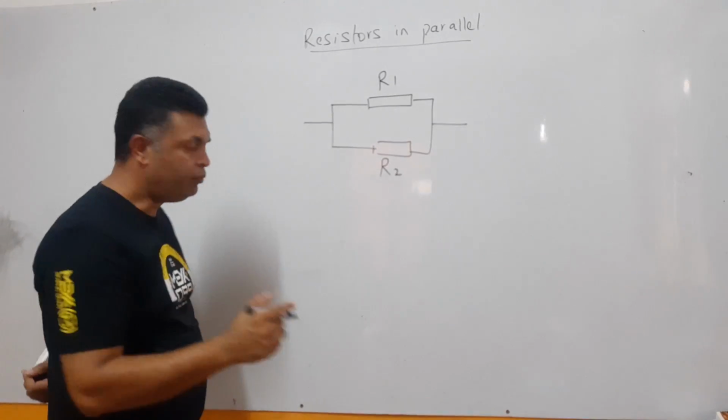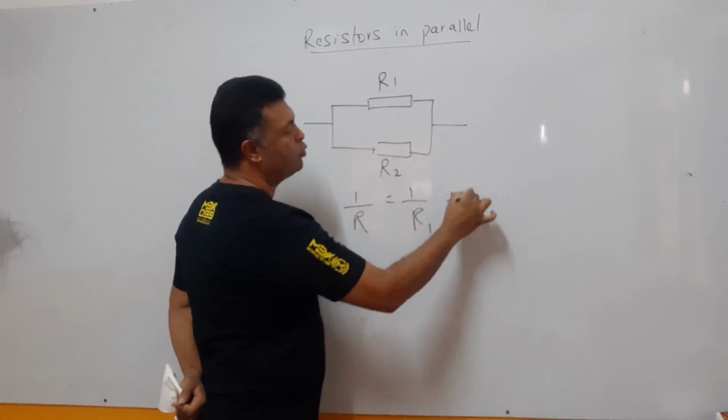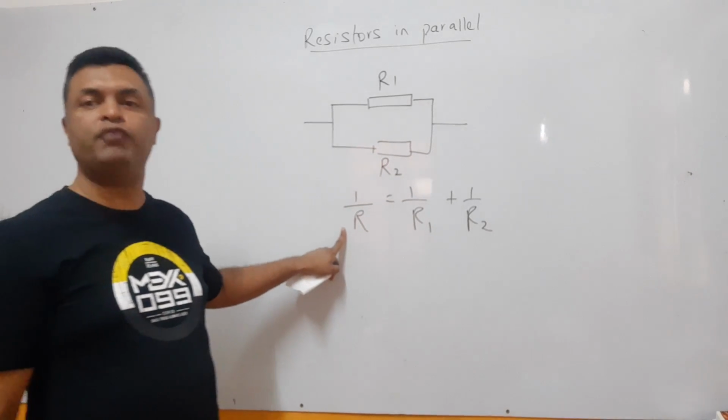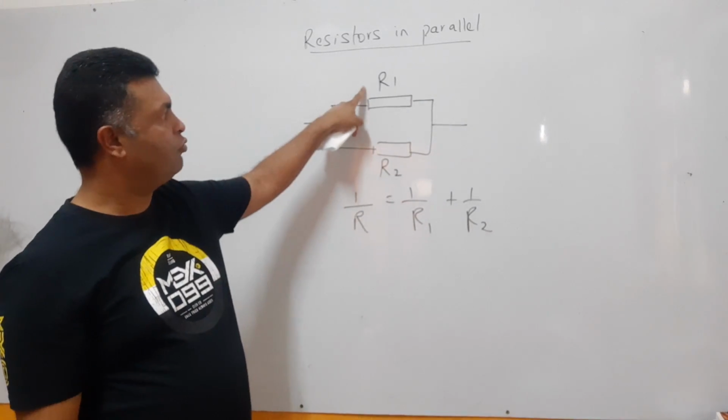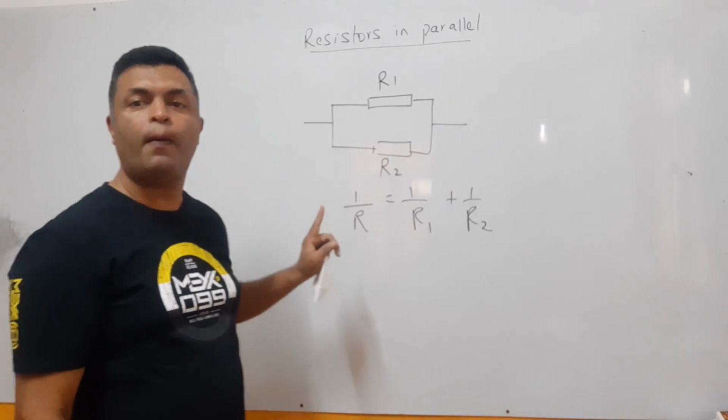Here in parallel, we have to take 1 over R equal to 1 over R1 plus 1 over R2. This R gives me the total, the effective resistance. R1 will be for this one, R2 for this one. So this is the equation for resistors in parallel.